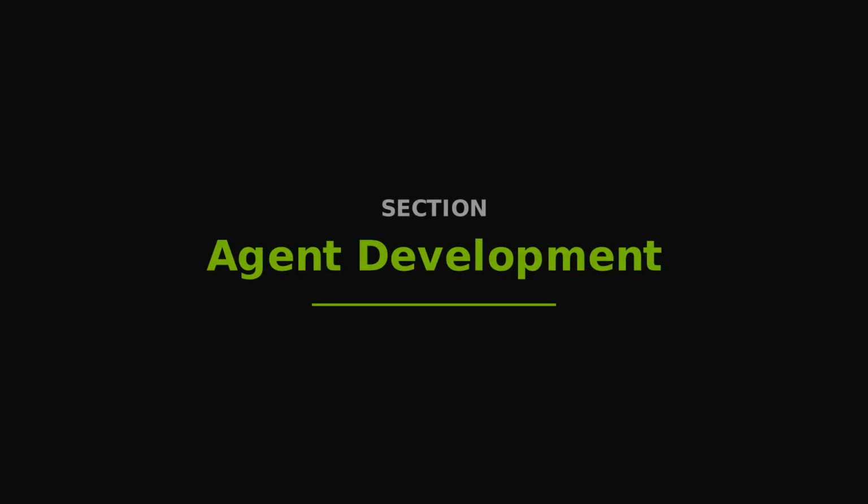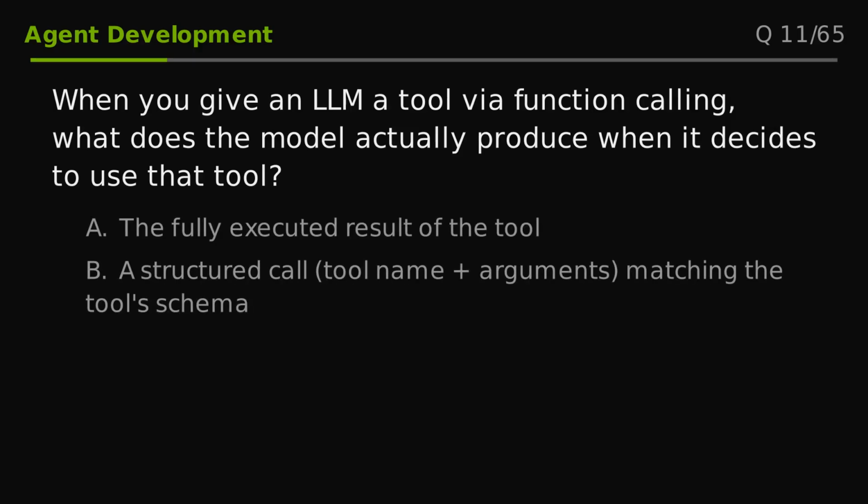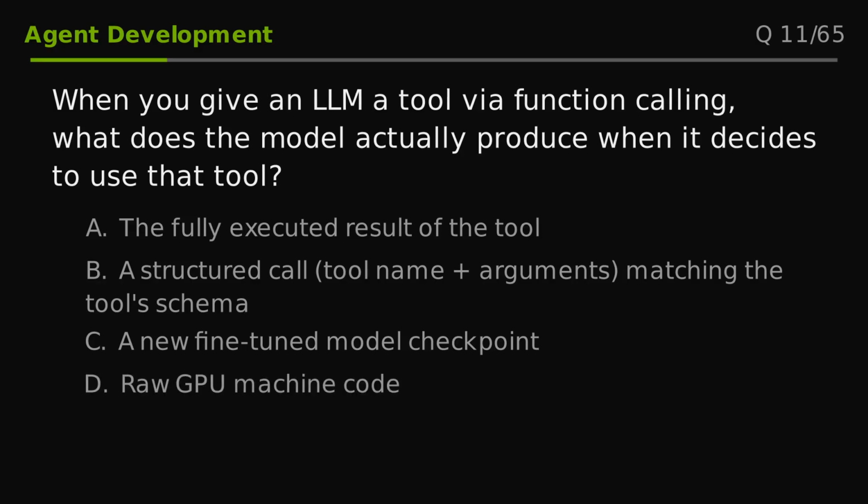Next section, agent development. Question 11. When you give a model a tool via function calling, what does the model actually produce when it decides to use that tool? Action: the fully executed result of the tool. Action: a structured call, tool name plus arguments, matching the tool's schema. Action: a new fine-tuned model checkpoint. Action: raw machine code.